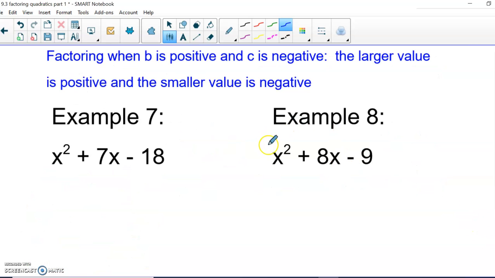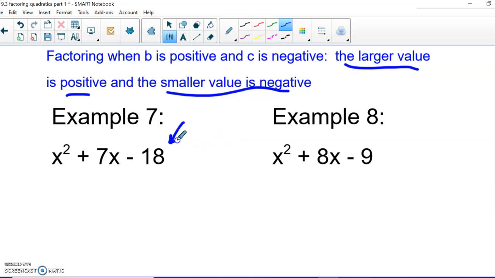And there's one more case we haven't talked about. What happens when the last term is negative and the middle term is positive? So again, the only way you can multiply two numbers together and get a negative, one of them has to be negative, one of them has to be positive. And this time when we combine like terms, we want our answer to be a positive number. So this time, the larger value is going to be positive, the smaller value is going to be negative.